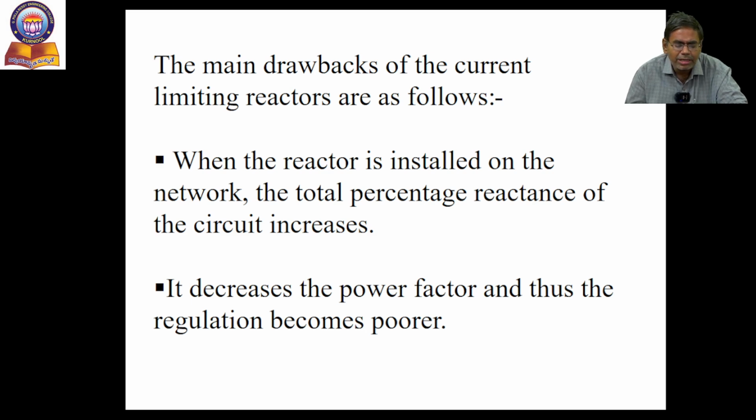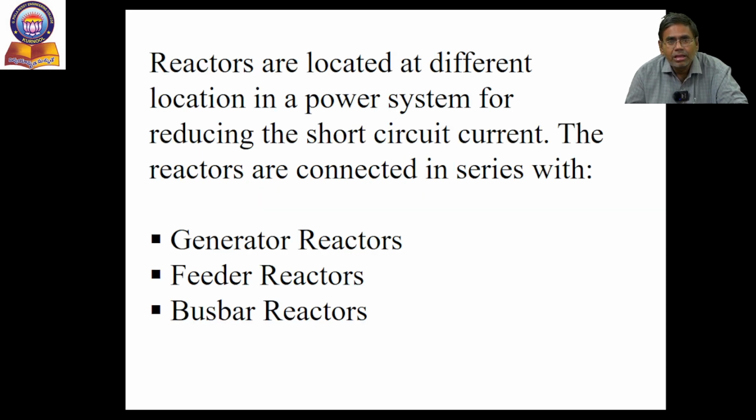The main drawbacks of current limiting reactors: when the reactor is installed on the network, the total percentage reactance of the circuit increases. It decreases the power factor and thus regulation becomes poorer. But the main purpose of the reactor is to limit the short circuit current to a particular value and increase the chances of continuity of the supply.